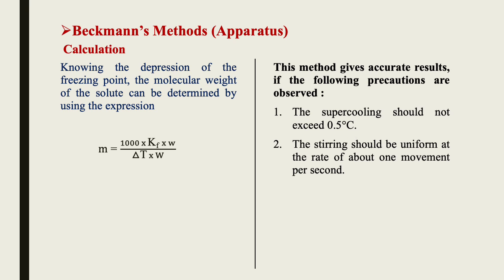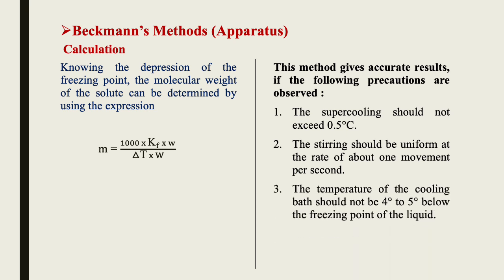The second precaution you have to take: the stirring should be uniform at the rate of about 1 movement per second, and the temperature of the cooling bath should not be more than 4 to 5 degrees below the freezing point of the liquid. So cooling bath temperature is very important in this case. It should not be below the freezing point of the liquid by more than 4 to 5 degrees at maximum. That difference has to be maintained.